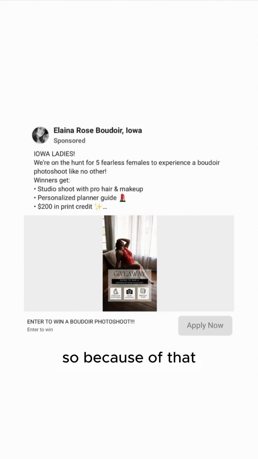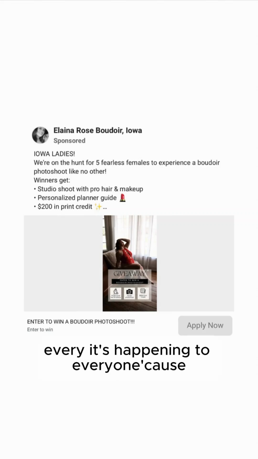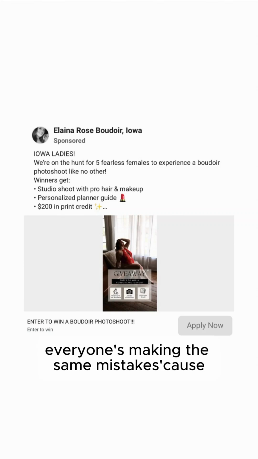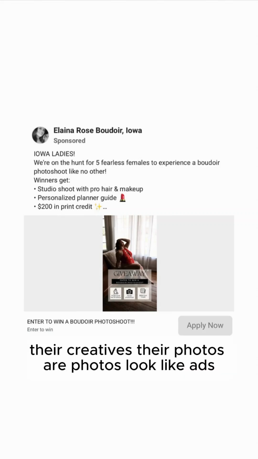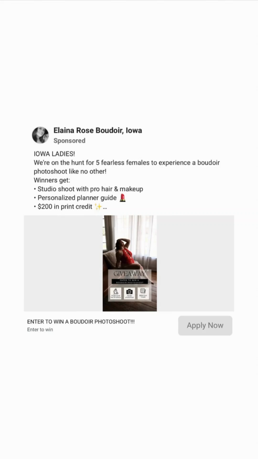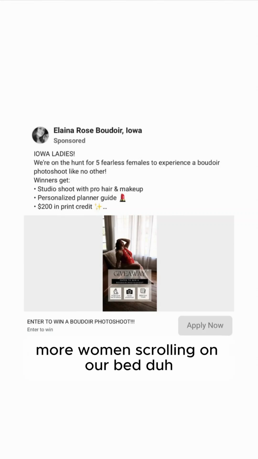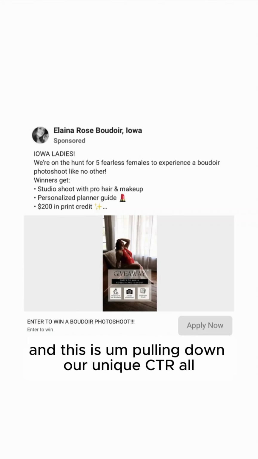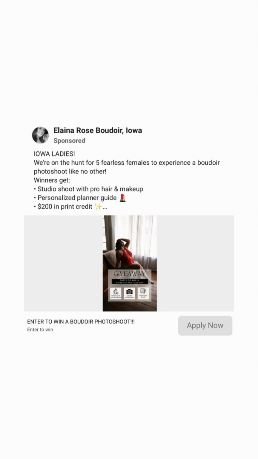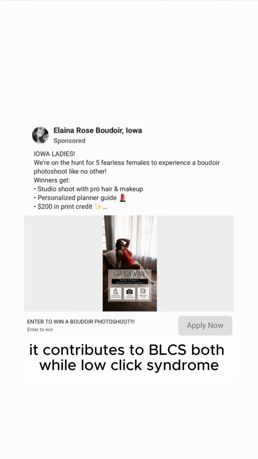So because of that, it's happening to everyone because everyone's making the same mistakes because everyone's ads look like ads, or at least their creatives. Their photos look like ads. So the consequence of this, way more women scrolling our Boudoir Facebook ads than necessary. And this is pulling down our unique CTR. And when it's pulling down our unique CTR, it contributes to BLCS, Boudoir low click syndrome.